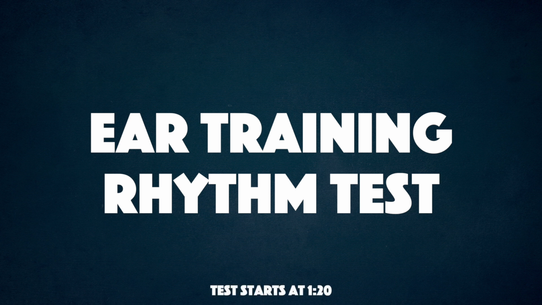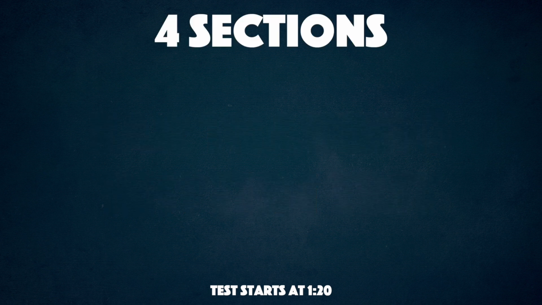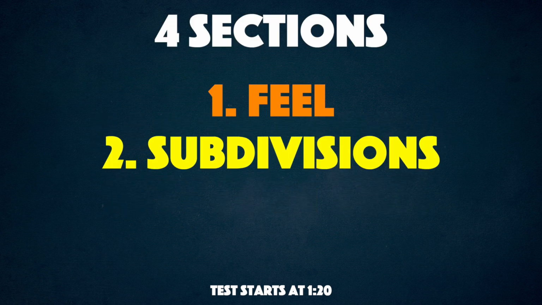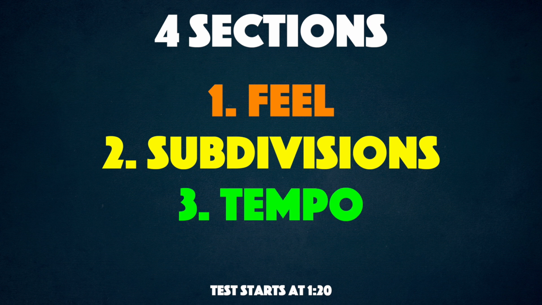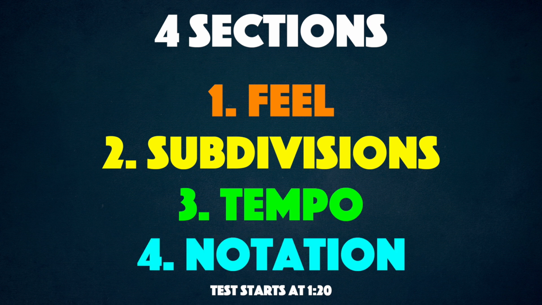Hello, and welcome to this ear training rhythm test for drummers and other musicians. The test will consist of 4 different sections. They are feel, subdivisions, tempo, and notation. Make sure you keep track of your score so that you can see how well you did at the end of the test. So, the first section is feel.